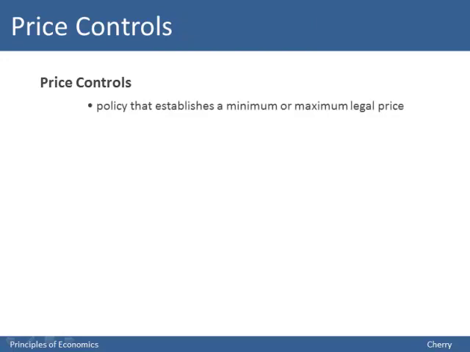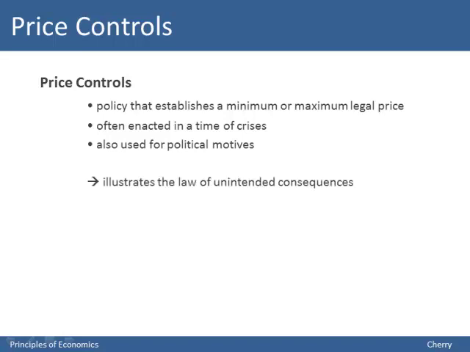So price controls. As the name implies, a price control is a policy that establishes a minimum or a maximum legal price. They're often enacted in a time of crisis. They're also used for political motives. And price controls offer a nice example of how to use the supply and demand model because they also illustrate the law of unintended consequences. You could have price controls that appear like they're helping people, but they have unintended consequences that lead to undesirable outcomes that are less obvious.